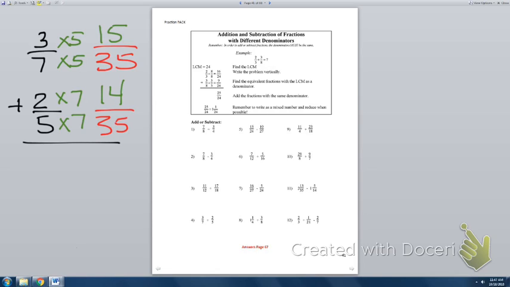This is addition. 35 is my common denominator. And 15 and 14 is 29. So now I have to ask myself, that's a proper fraction, top number is smaller, is that in lowest terms? And it is, because 29 is odd. And it can't divide into 35, so we are done.